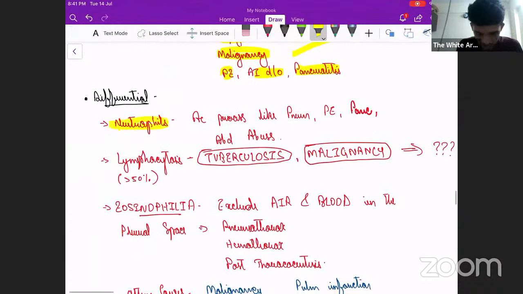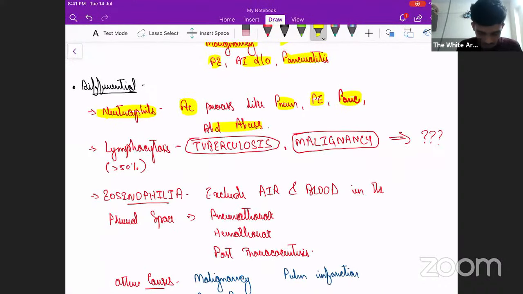If it is neutrophils, then we think of any acute process. Okay, like pneumonia, pulmonary embolism, pancreatitis, abdominal abscess, all those things. If lymphocytosis is there, then some chronic cause should be there. Mainly, very important, two things is tuberculosis and malignancy. We think of tuberculosis and malignancy.